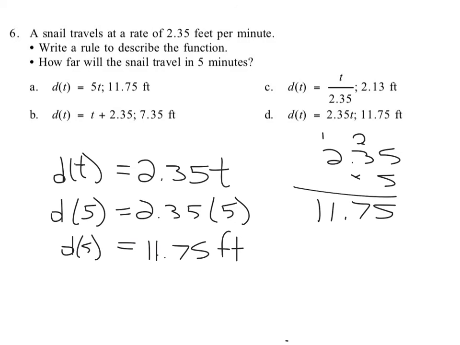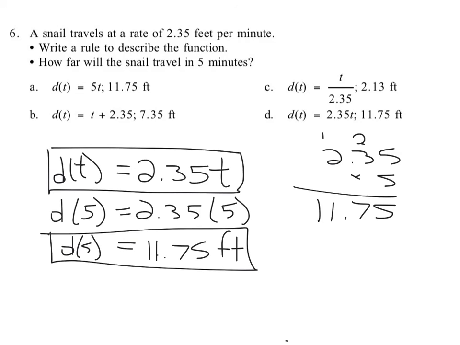So we are looking for both this for the first part and this for the second part. And you might not see d of 5, you'll just see the number 11.75, but that is d. We're done.